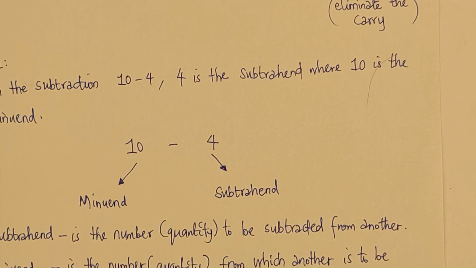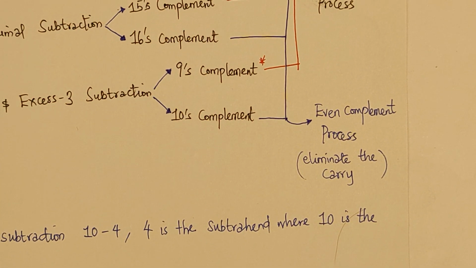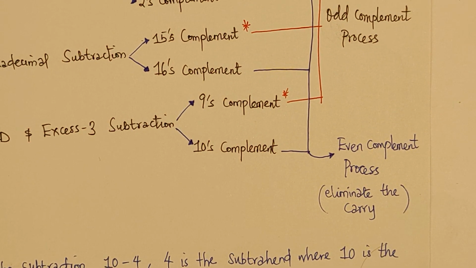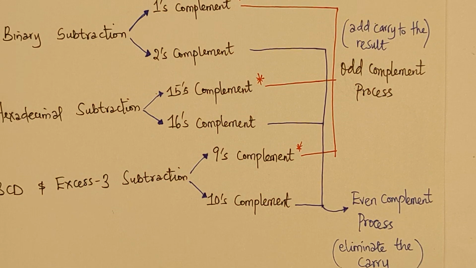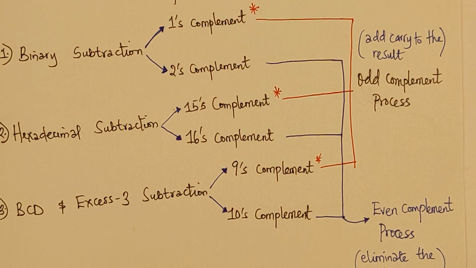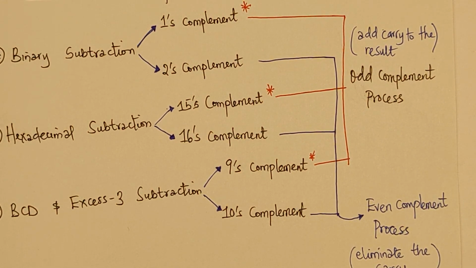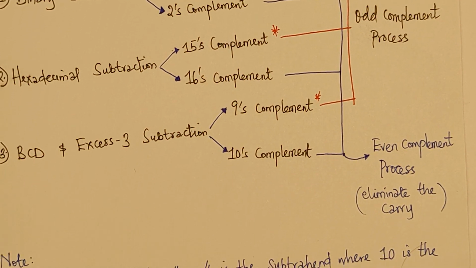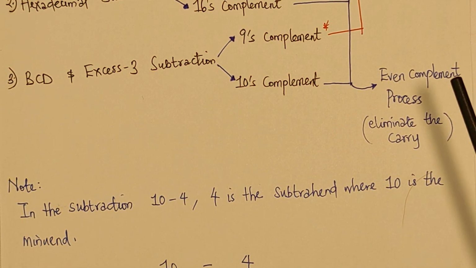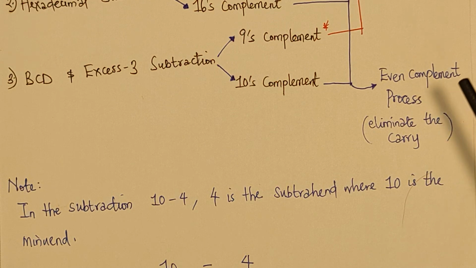Now there are things we also need to consider here. If you look at this, we have the first complement, the 15 complement, and the 9th complement to be considered as the odd complement process, and because they are odd complement processes, we will just add the carry to the result. Whereas for the second complement, 16 complement, and 10 complement, we consider that as the even complement process, so all we need to do is to eliminate the carry. This is just a quick introduction to complement subtraction.